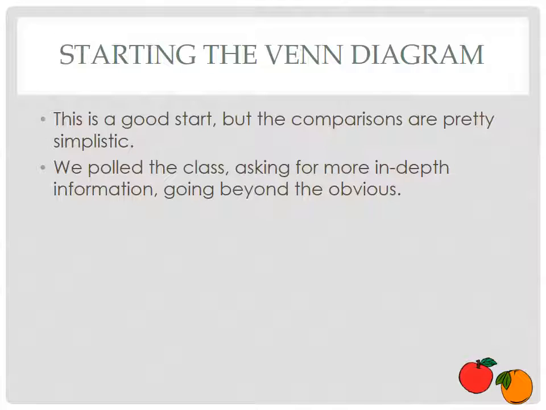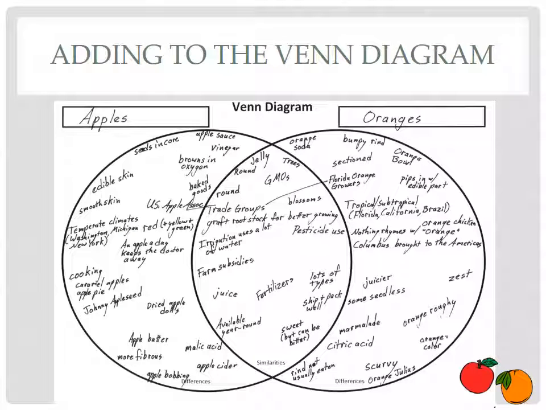But those comparisons are pretty simplistic, so we need to go in depth. This took us almost an hour by the time we were done with this whole process. So, as you can see, we're starting to get things like the Florida Orange Growers Association, the U.S. Apple Association, the GMOs, which might end up being a good paper, but this is pre-writing.